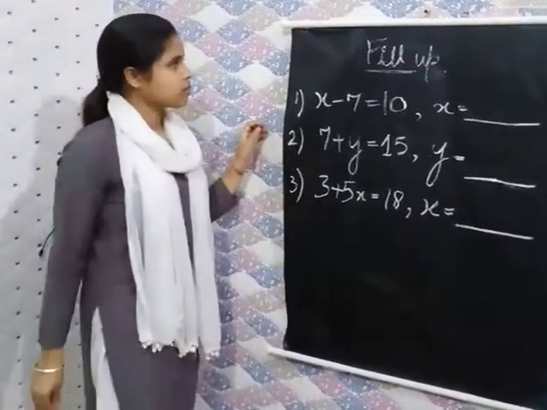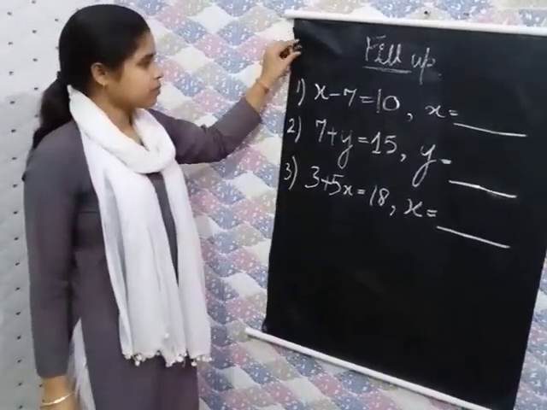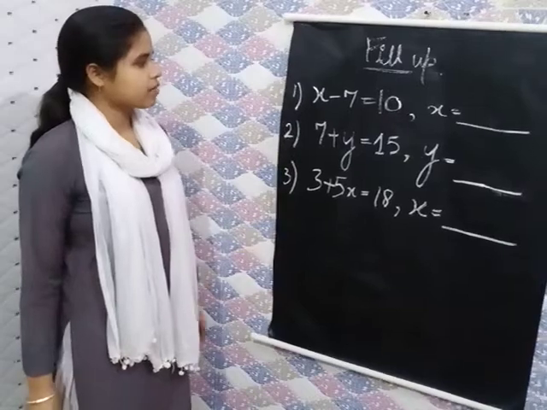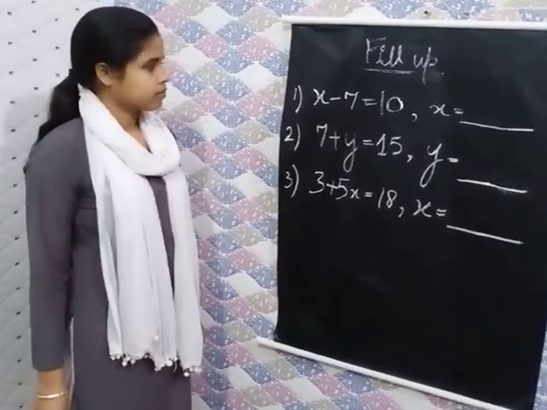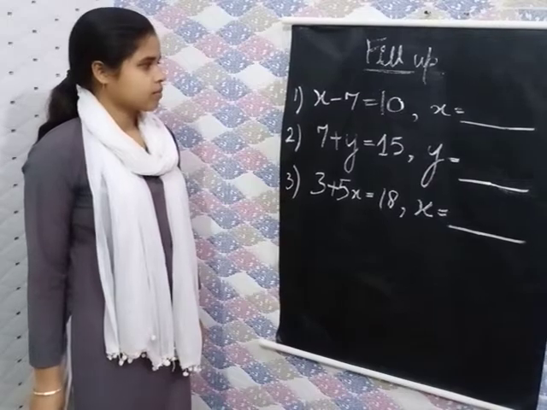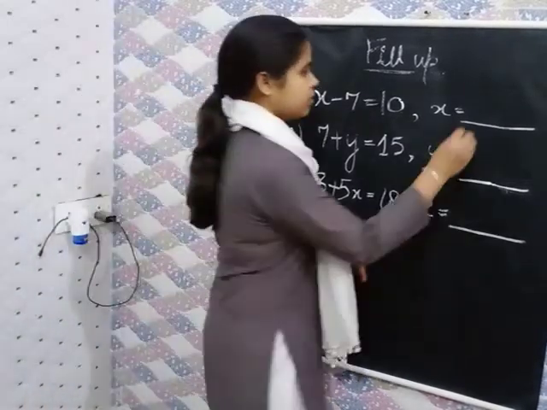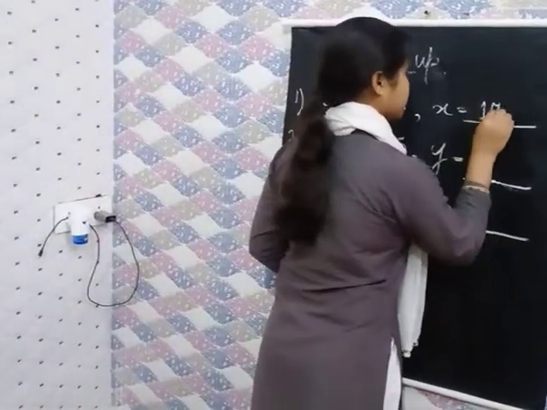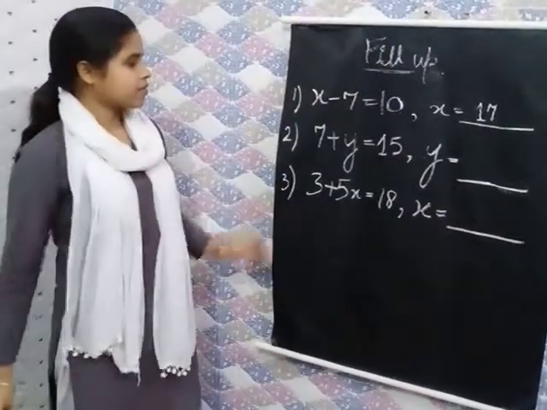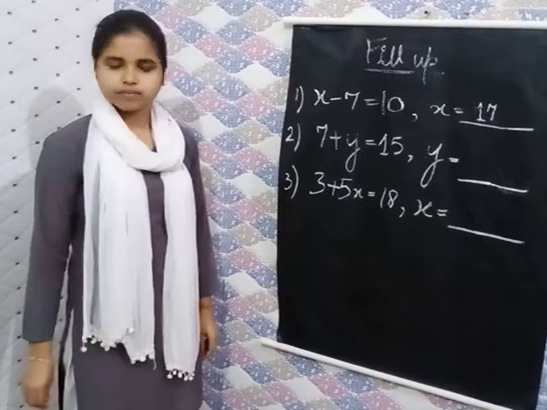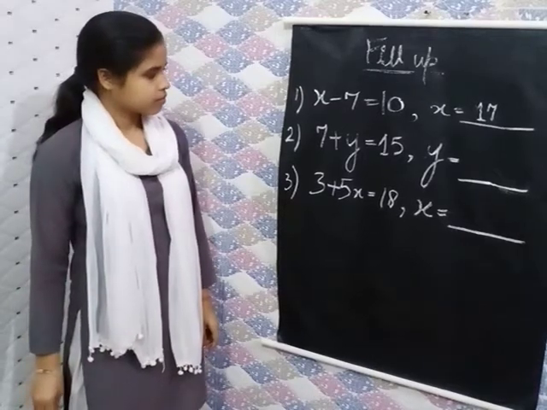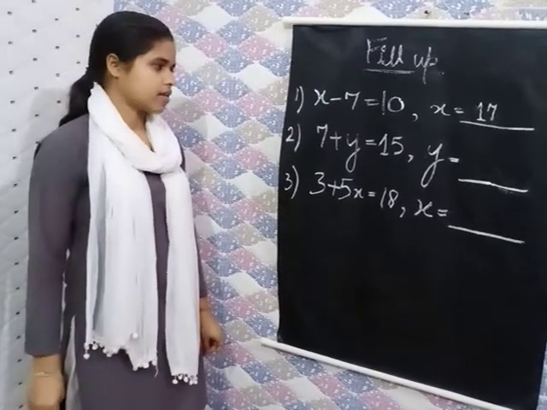Students, look at the blackboard. These are some fill ups. First is x minus 7 is equal to 10. Then x will be? X will be 17. Very good. Second is 7 plus y is equal to 15. Then y will be? Y is equal to 8. Very good.